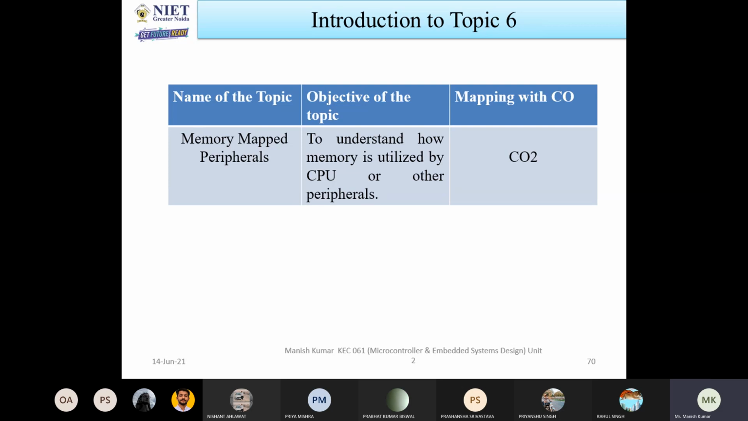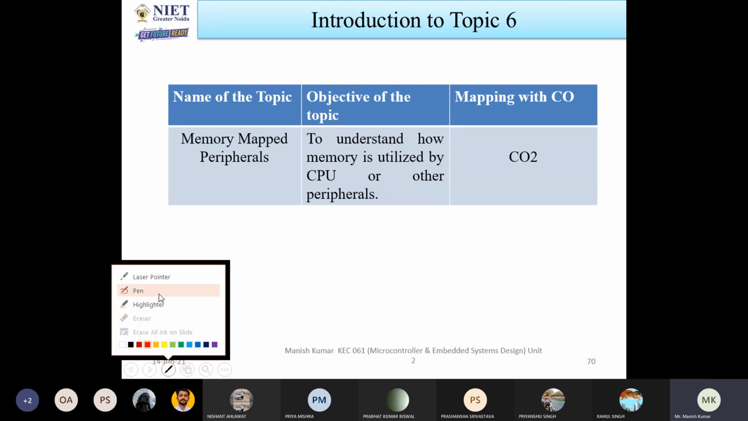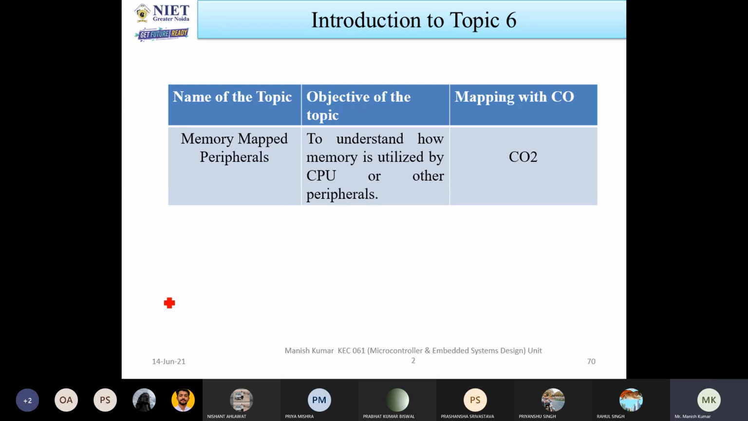Now today I am going to discuss the memory mapped peripherals. All of you know that whenever you are designing systems or have any controllers, you need a memory. There are certain rules for how you can map memory with the input output devices. Whatever memory is available, you can categorize that part: this particular memory is used for this, this one for that. That is called the memory map.